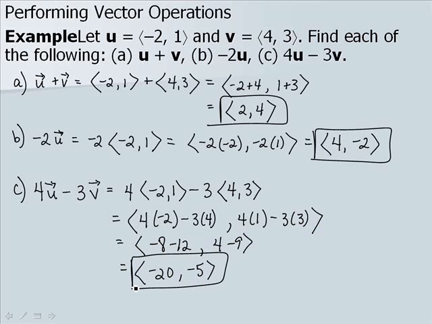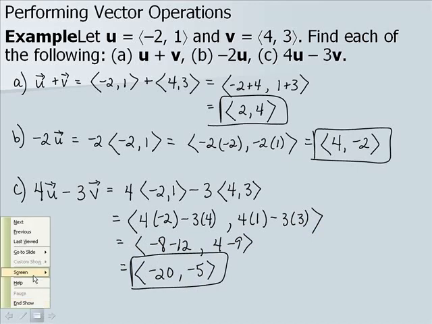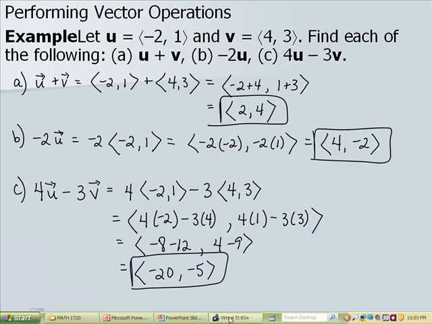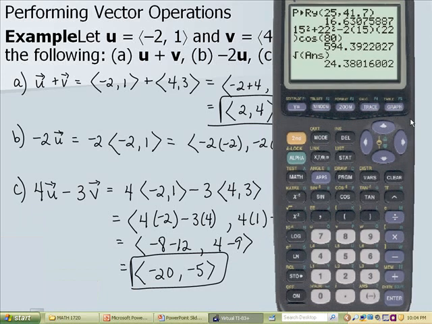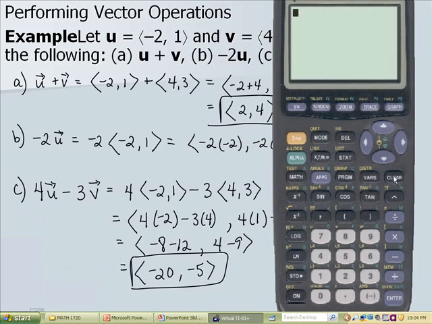Now we can do vector operations on our calculator. It doesn't matter what mode we're in, but when we want to input a vector, instead of using the parentheses, we'll use our squiggly bracket. So we'll press second and then our parentheses. So for time's sake, I'll do example C.